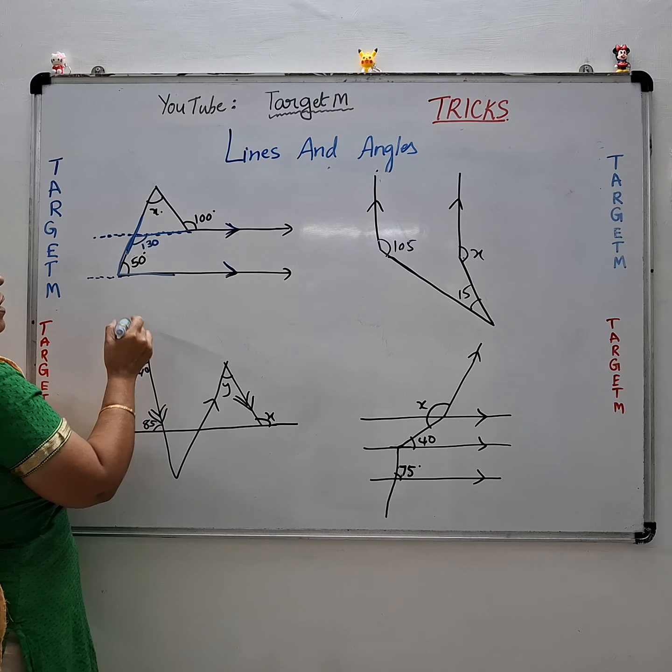So now here 100 is given. So inside it will be 80. Why? Because it is a linear pair. Now if you see, this is completely a triangle. So according to the angle sum property of a triangle, 50 plus 80 plus x is equal to 180. So what is the x value? This is 130 plus x equal to 180. So x is nothing but 180 minus 130, that is 50 degrees. So the answer for this problem is x equal to 50 degrees.